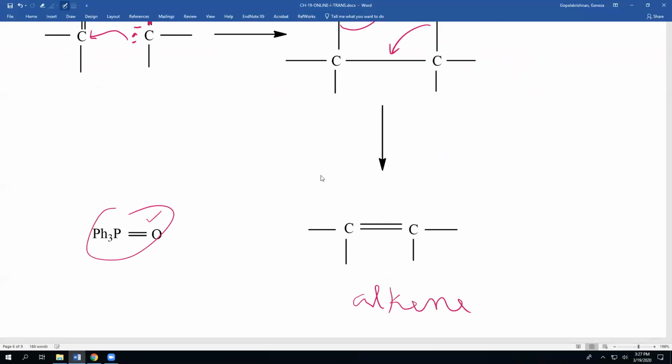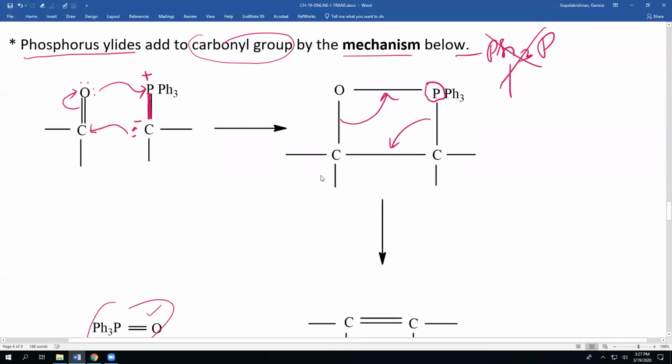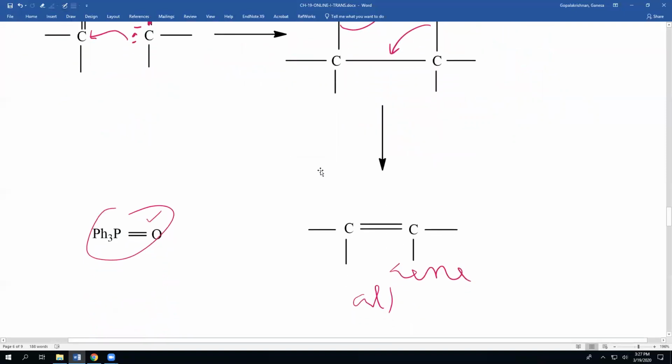So the Wittig reaction produces a product alkene. Examine this mechanism. What happened to the carbonyl group? The carbonyl oxygen is here. It is lost in the product. It is not there.